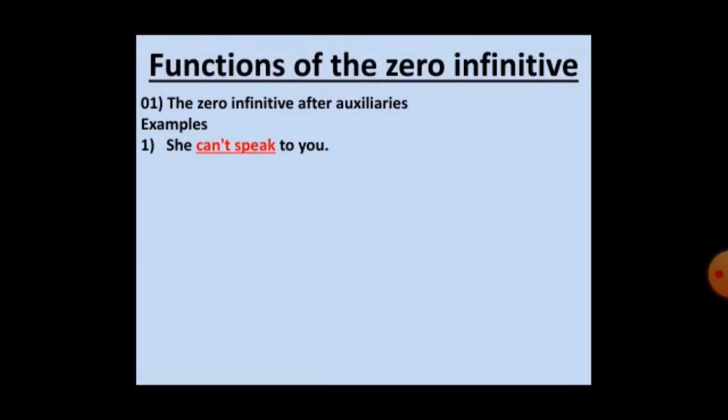So can't is our modal auxiliary, and after a modal auxiliary we are not supposed to use to infinitive but zero or bare infinitive. So in this example it is clear. She can't speak to you. So can't is a modal auxiliary and we do not use to here, that's why I have put speak.